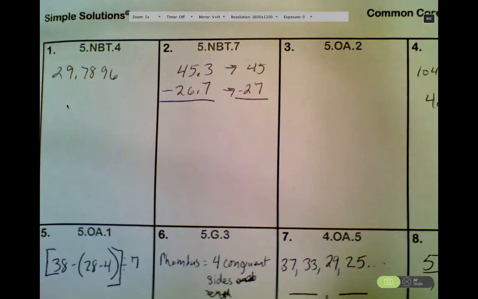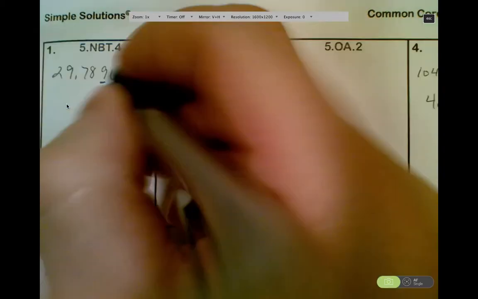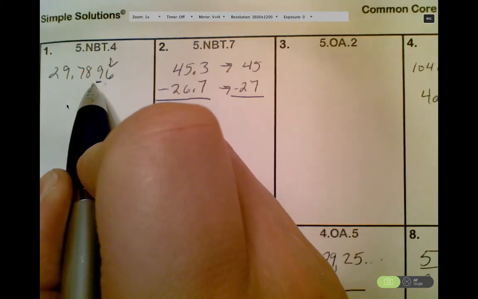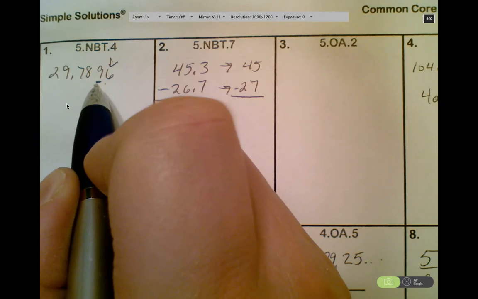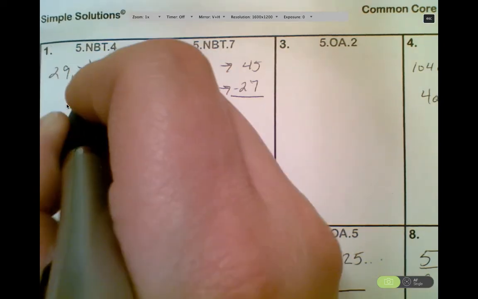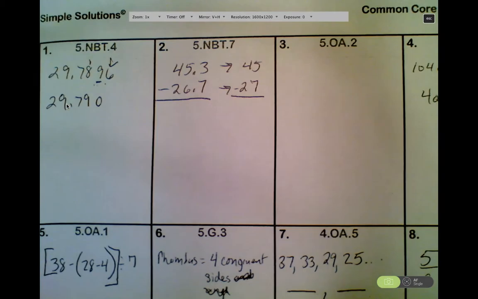Round 29 and 7,896 ten-thousandths to the nearest thousandth. This is the thousands column, the 9. We're looking at the 6. That's going to bump that up to a 10. Well, we can't write 10 there, so we'll write a 0, and we're going to bump that guy up 1. That's a 9. So our answer is 29 and 790 thousandths.